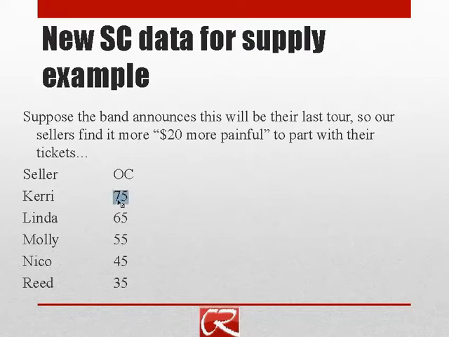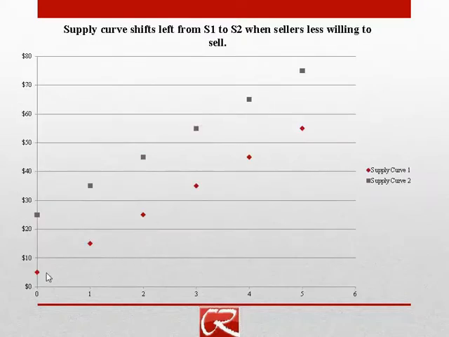Remember, this $75 is the minimum price Carrie requires before he's willing to sell. So a higher price means the supplier is less willing to sell. So we can see that the supply curve would become $20 higher at each point. And remember that that means that at each price, say $35, instead of there being 3 willing suppliers, now there's only 1. At a price of $55, instead of there being 5 willing suppliers, there's now only 3.